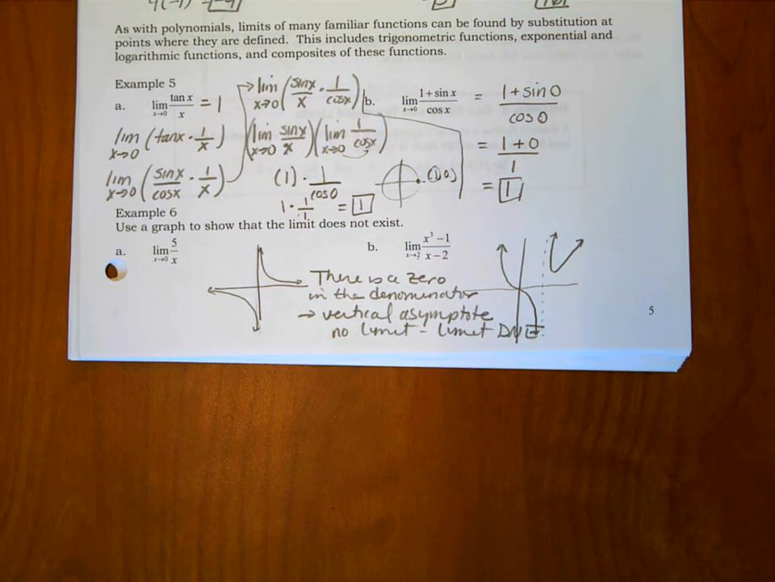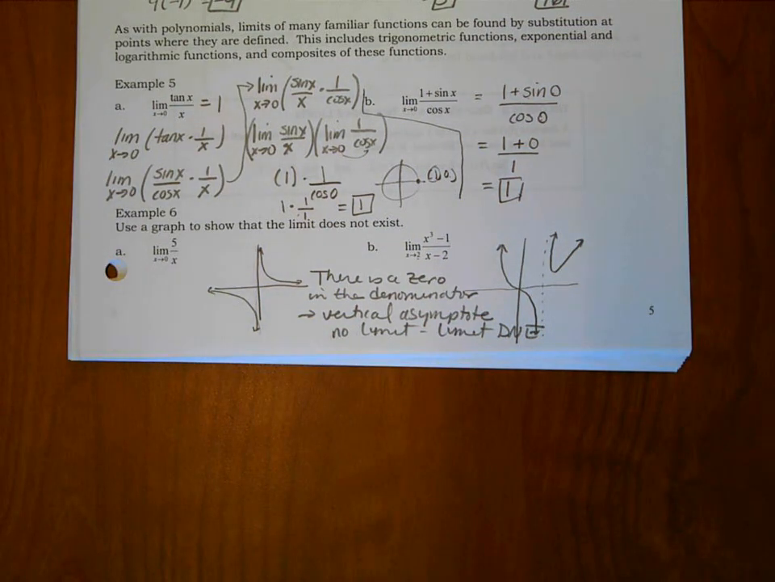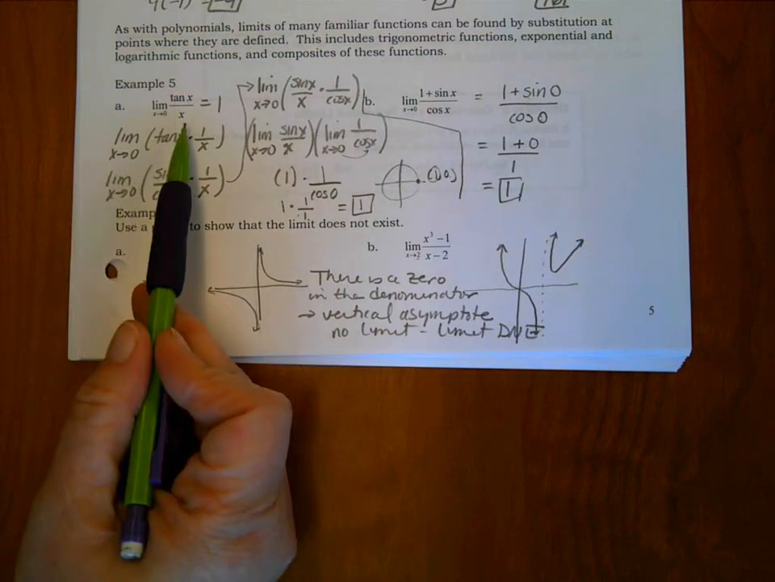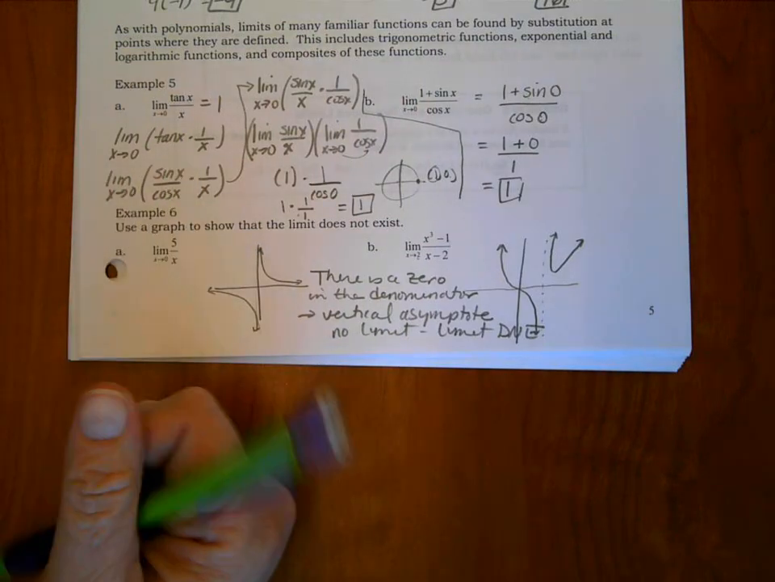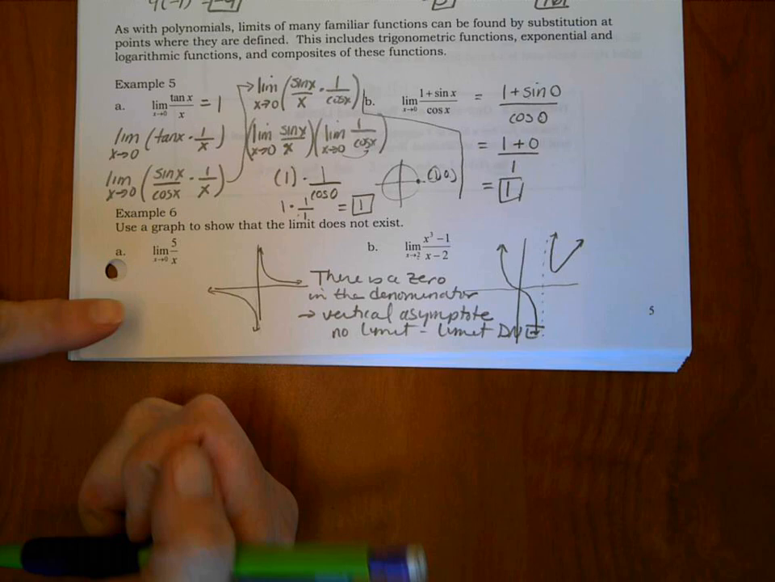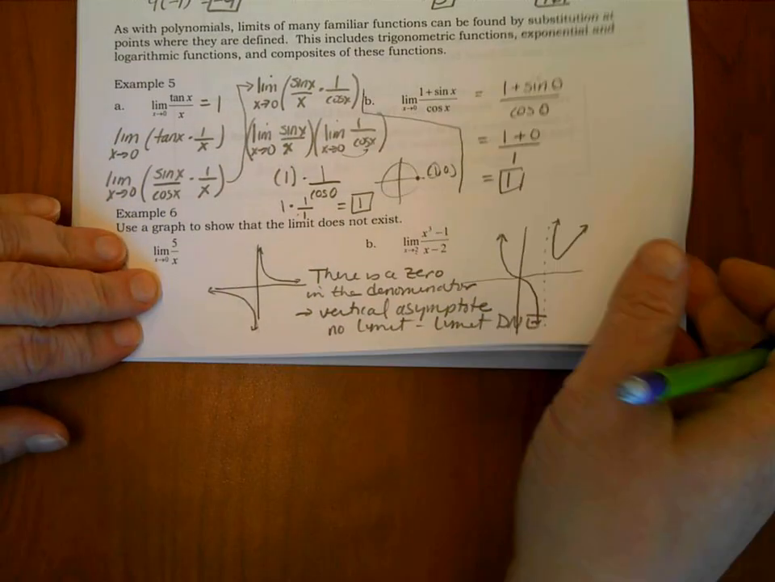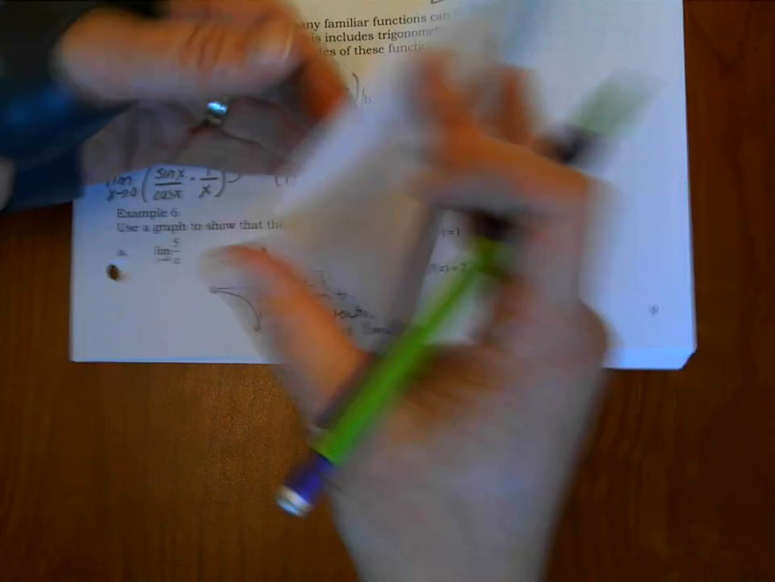Okay, but remember, it doesn't necessarily always mean that, just because there's a 0 in the denominator, the limit doesn't exist, because we saw, up here in example 5, the limit did exist. So it's not just plugging it in. It's sometimes a combination of looking at the graph and maybe plugging it in. All right, we're getting there.